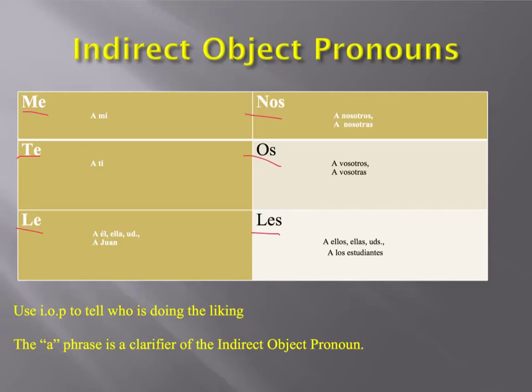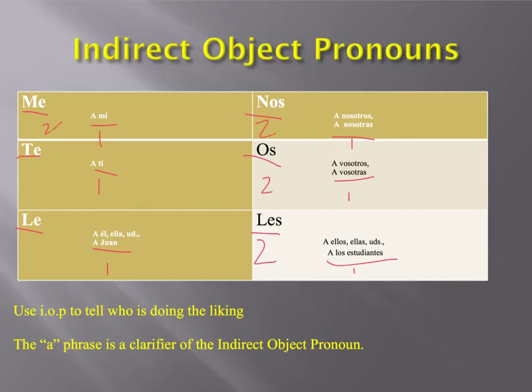You'll also notice that in the chart there are what we call clarifying phrases. A mí, a ti, a él, a ella, a usted, a Juan, a nosotros, a nosotras, a vosotros or vosotras, a ellos, ellas, or ustedes. These come first in the sentence. And the second thing is the indirect object pronoun.